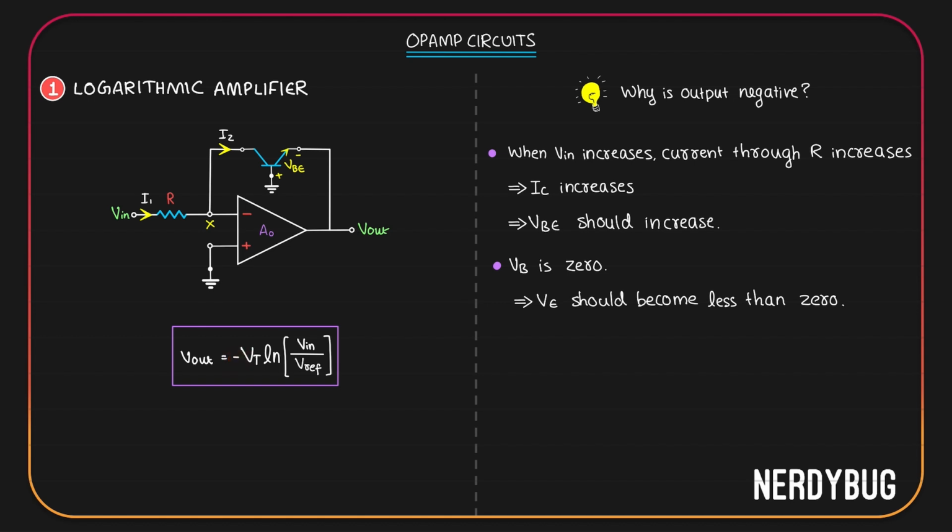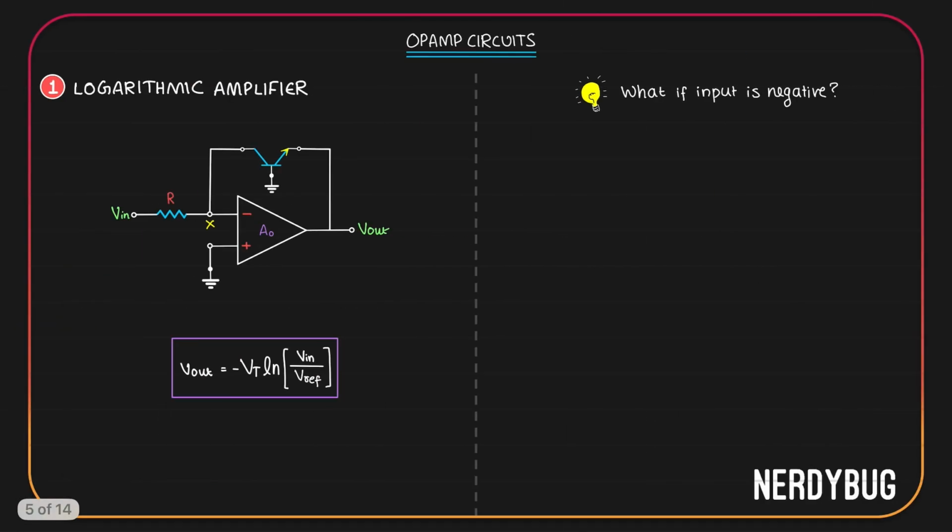Now, we took the direction of current through R like this. R has a potential Vin here and Vx here. But Vx is 0. That means for the current to flow in this direction, Vin should be higher than 0. Technically, we assumed Vin is positive. The next question I want to answer is, what if the input is negative? Will it still work? We can answer this question in two ways.